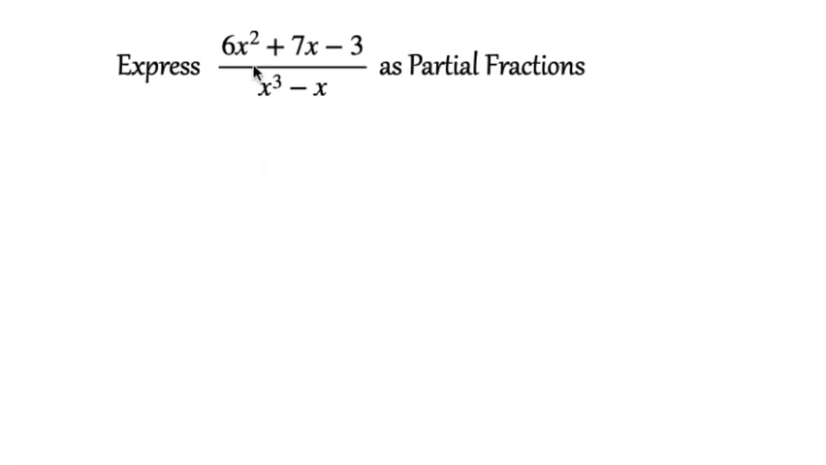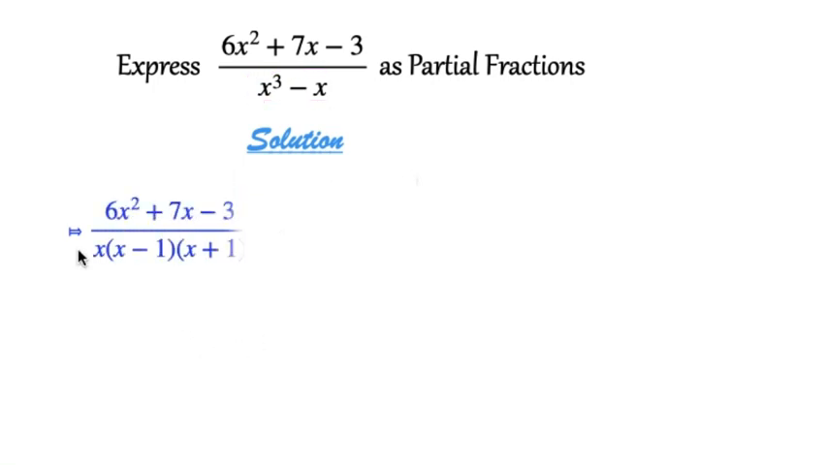Hi friends, to express this fraction as partial fractions, we first factorize the denominator. So when we factor out x, we have x squared minus 1, and we can factorize this x squared minus 1 as (x minus 1)(x plus 1). So the whole factor becomes x(x minus 1)(x plus 1). Now our fraction is this, and we are using the cover-up method.